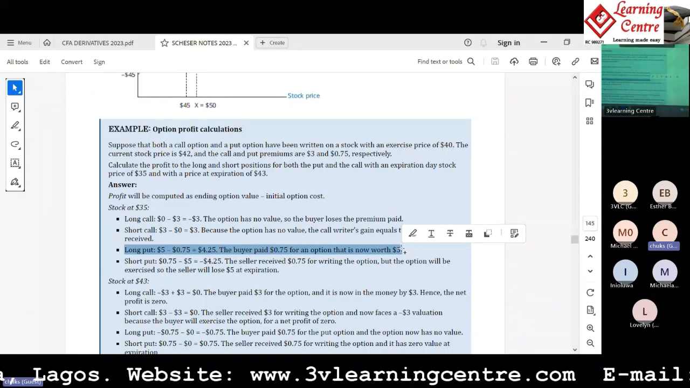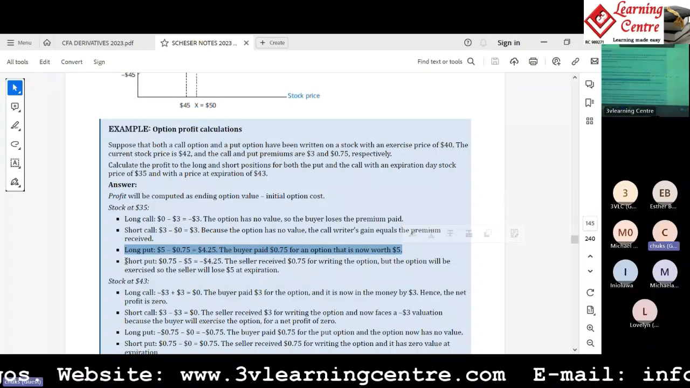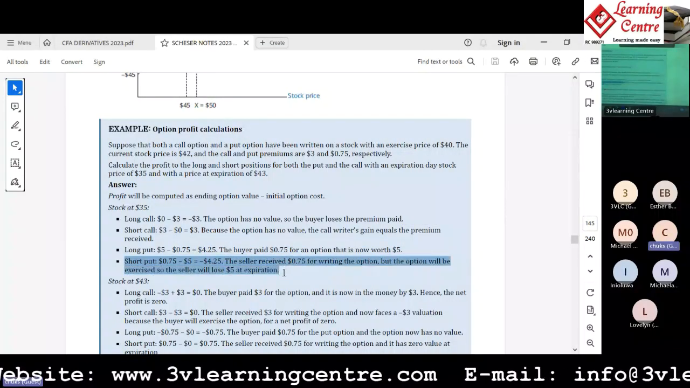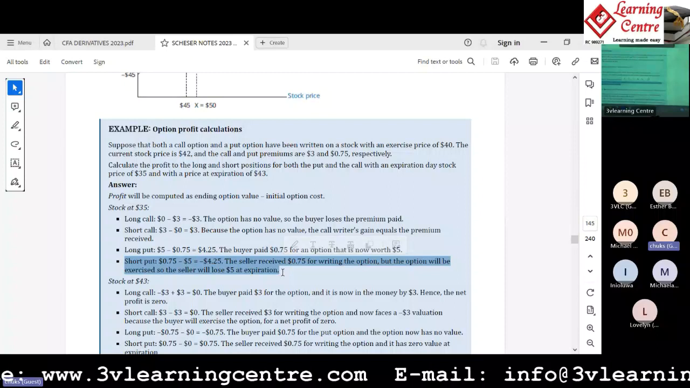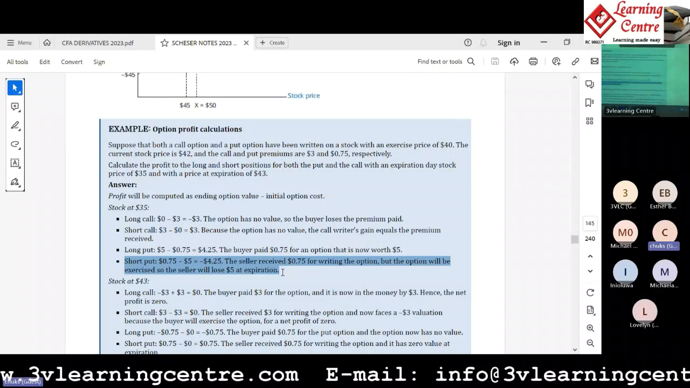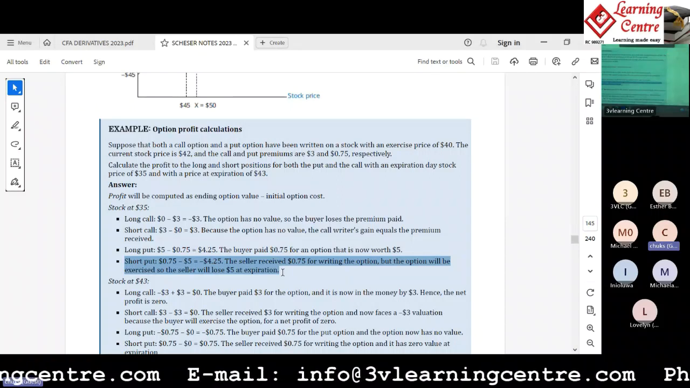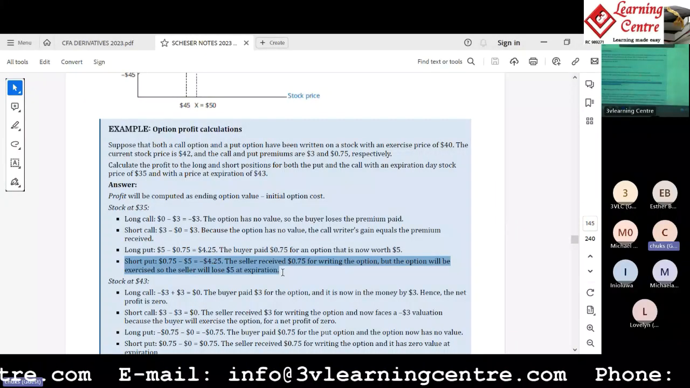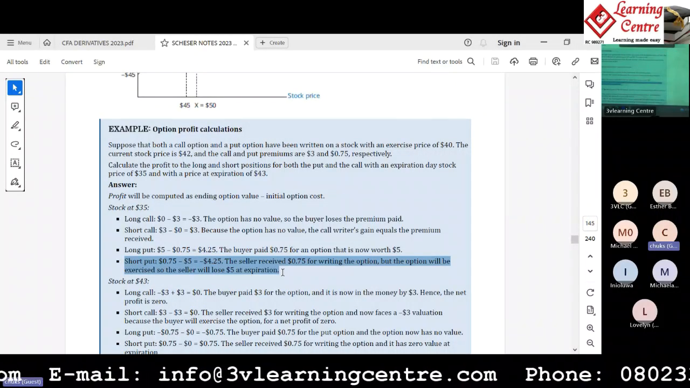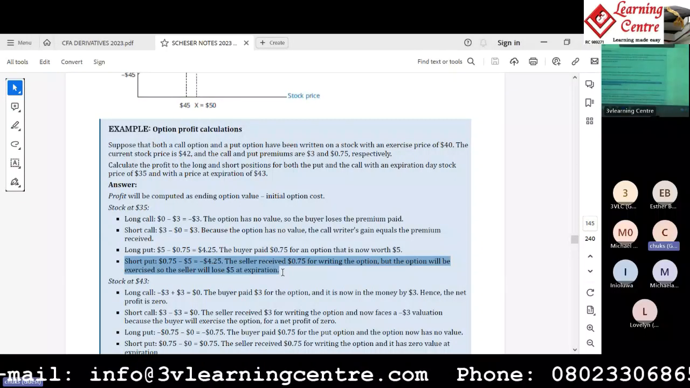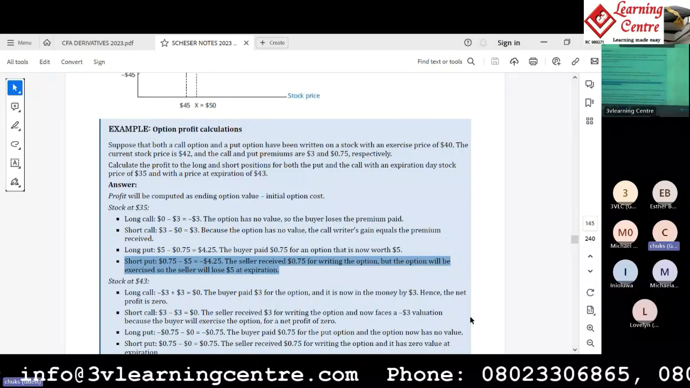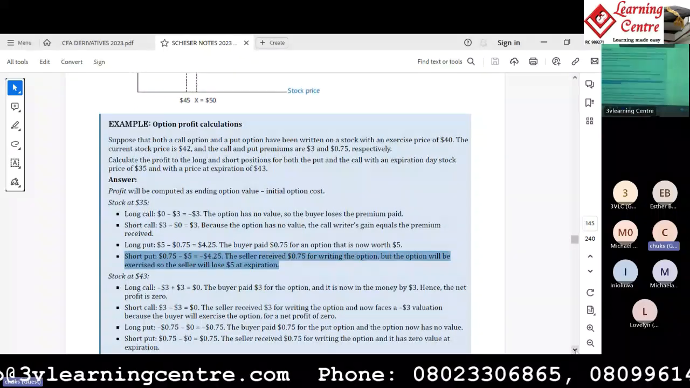The same way, the opposite of it, the person that sold me that put option, the moment I gain $5, he has lost $5 automatically. And then he will net that $5 from the premium that I have paid to him. So he has a loss of 4.25 while I have a gain of 4.25. That's how it is. And then the same for the $43 as well.